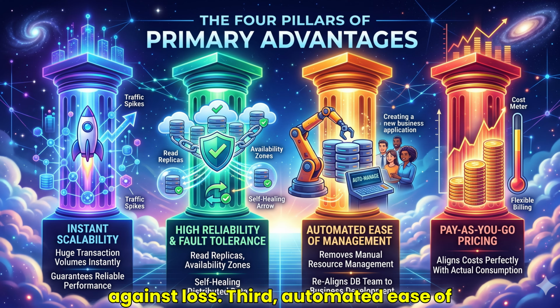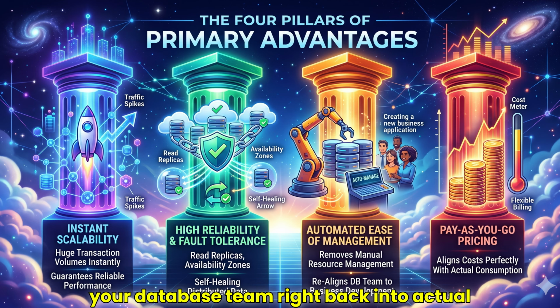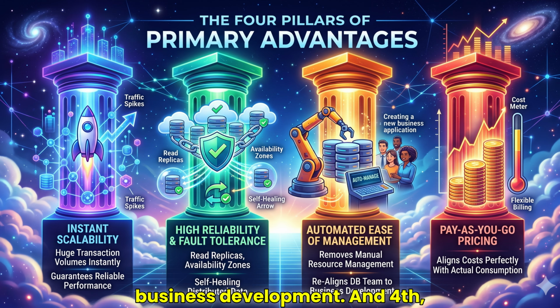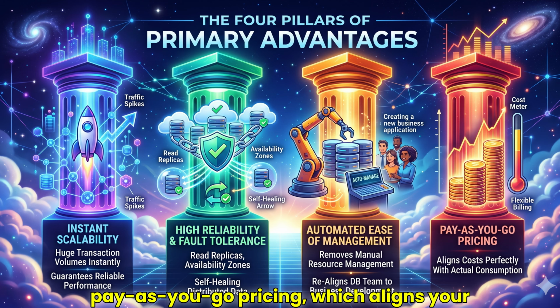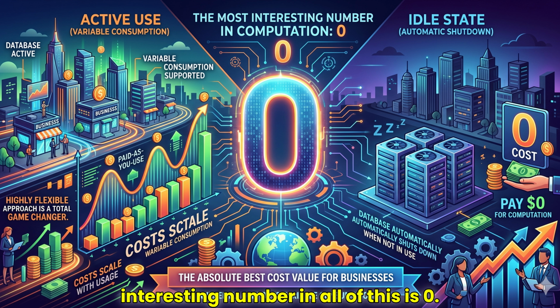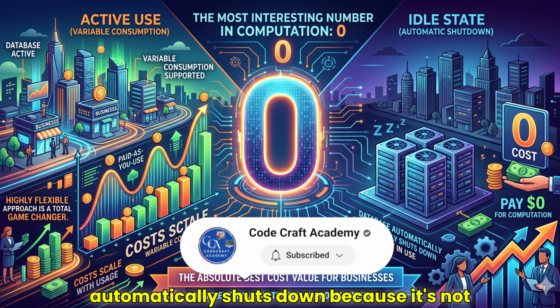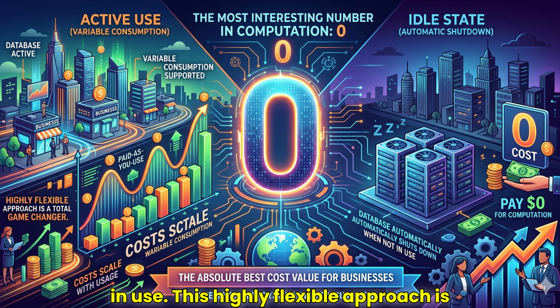Third, automated ease of management. It completely removes manual resource management. That lets you divert your database team right back into actual business development. And fourth, pay-as-you-go pricing, which aligns your costs perfectly with your actual consumption. Now, perhaps the most interesting number in all of this is 0. That is literally exactly how much you pay for computation when your database automatically shuts down because it's not in use. This highly flexible approach is a total game changer. It provides the absolute best cost value for businesses simply because it inherently supports variable consumption.